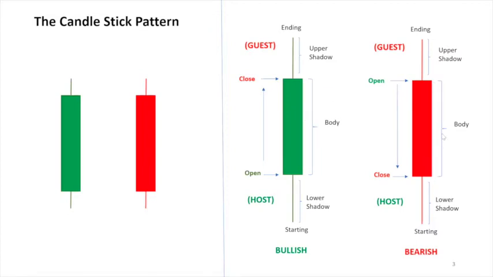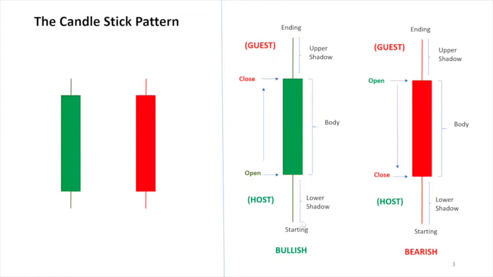Basically, when we are talking about Great Britain USD, Great Britain is always the host, because the first three letters will become the host and the last three letters will become the guest. Just remember, the first three letters are the host and the last three letters are the guest.